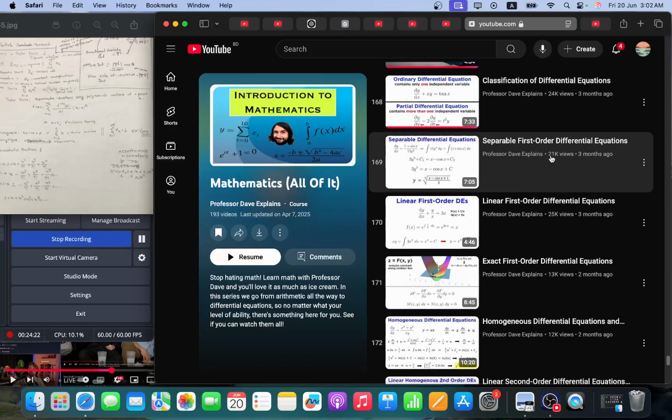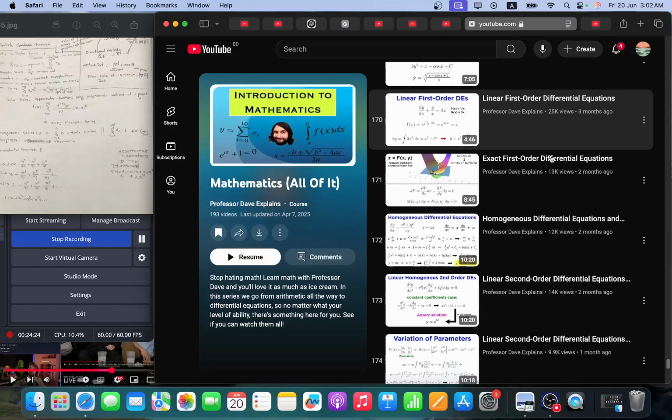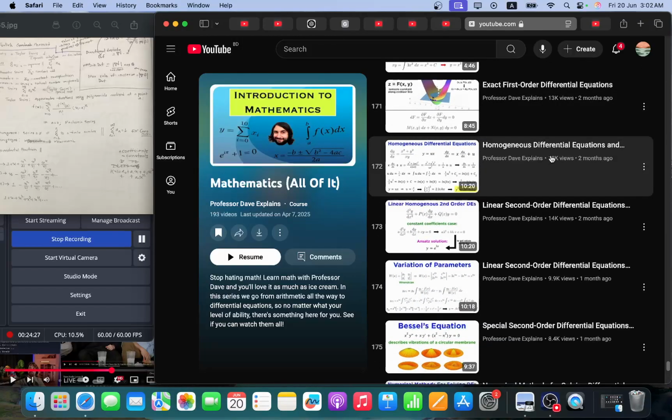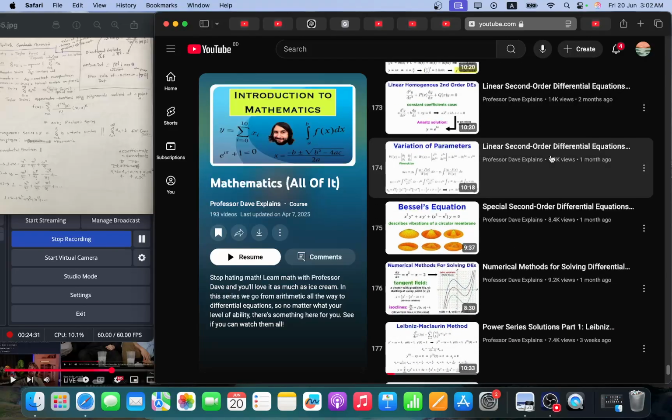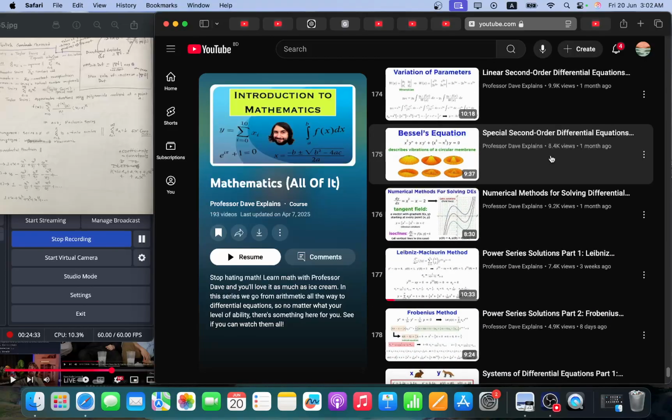Separable first order differential equation, linear first order differential equation, exact first order differential, homogeneous differential equation, linear second order differential, linear second order differentiation. What is second order differentiation? I think it talks about gradient, like the magnitude and the direction aspect of it.